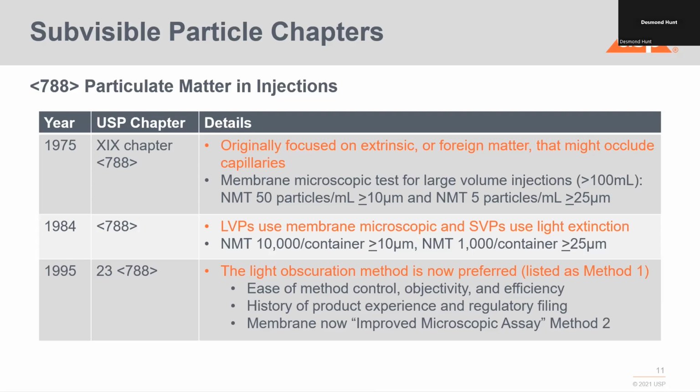And it was actually added to the chapter at the time because of the ease of method control, the objectivity, and the efficiency. And what was going on in the background was that it was already being used by industry. From a historical perspective, many companies have had experience using light obscuration, and there were tons of products that had already been submitted for regulatory filings using light obscuration. So it became one of the official methods within the USP.